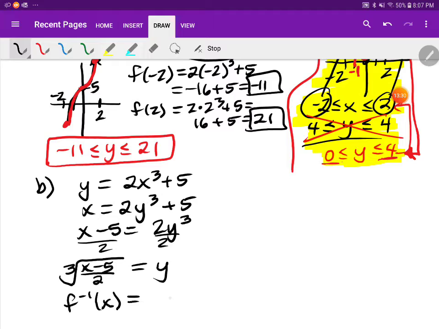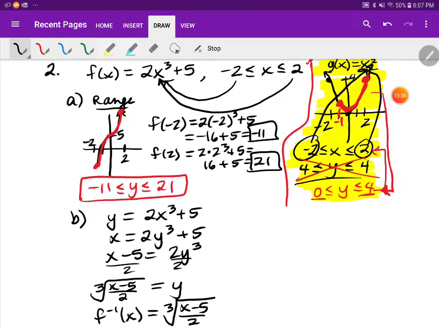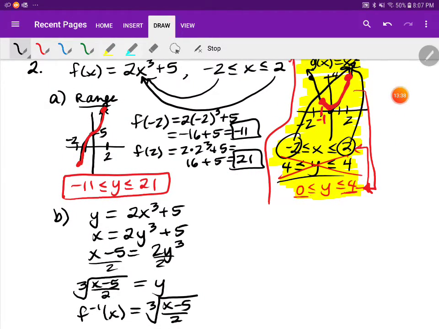But I'm a little concerned, and my concern is we did have a domain restriction. So we had a domain restriction up here, so I might need to bring that up. Do cube roots naturally have a domain restriction? Cube root of something, there's no domain restriction, right? It could be any numbers. So I would be saying that this domain could be any numbers.